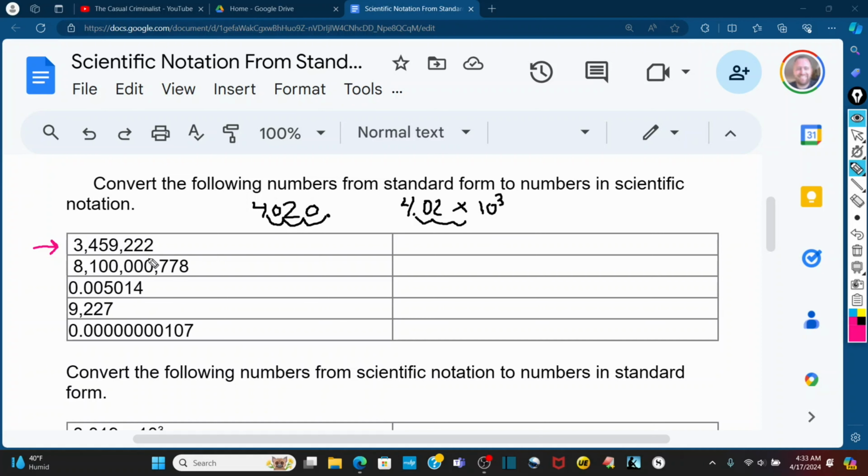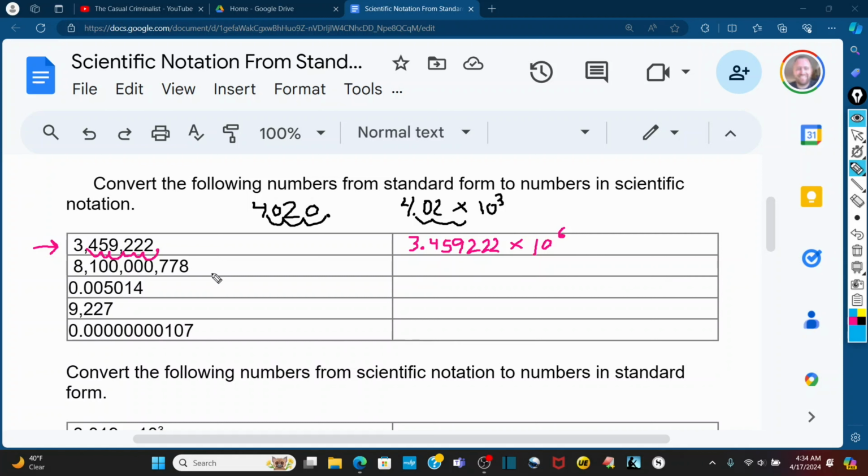Okay, so we're going to start with the decimal point here, and we're going to move 1, 2, 3, 4, 5, 6 places. So we're going to rewrite this number as 3.459222 times 10 to the 6th power, because we moved 6 decimal places to the left.